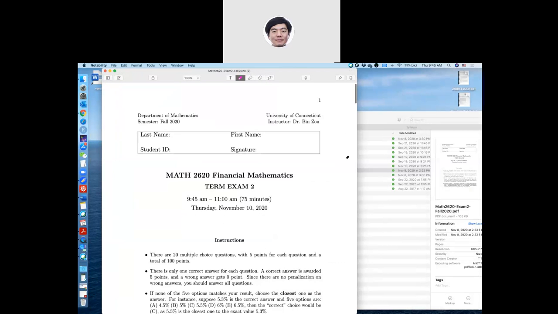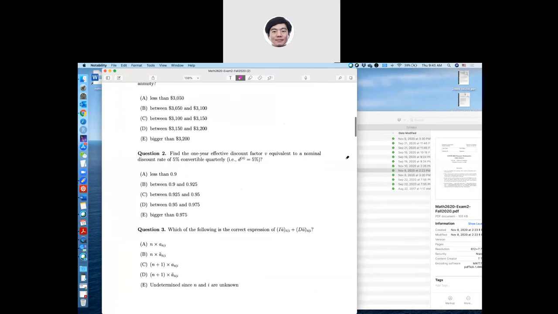Okay, so I'm here. Question 2. So it's discount, right? And it's convertible 4 times a year. So it's 1 minus d(4) divided by 4, to the negative 4, that would be 1 plus i, right? What I need is v. v is (1 plus i) to the negative 1, which means it's 1 over 1 plus i. So it's just 1 minus 5% divided by 4, to the 4th, right?